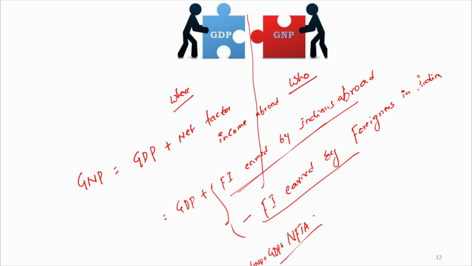Whether your GNP is more than GDP or less than GDP depends upon the net factor income from abroad. If this net factor income from abroad is positive, you are adding a positive number to GDP to get your GNP, and in such a case for those nations the GNP would be more than GDP. And when would the net factor income from abroad be positive? If your people make more money outside India than the factor income earned by foreigners within India, the net factor income from abroad would be positive.